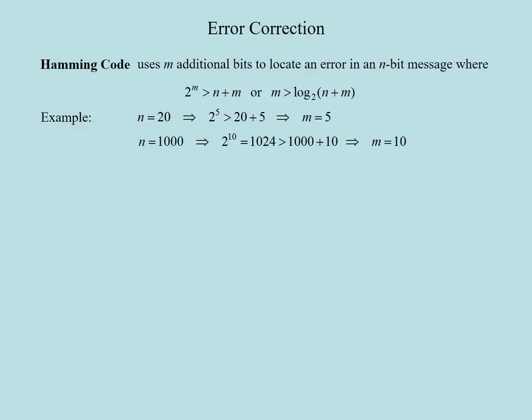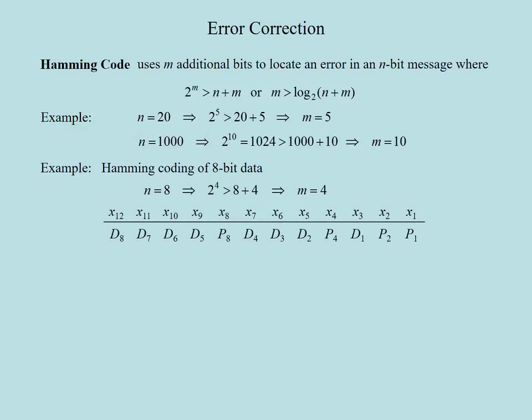Let me continue explaining Hamming code on an example of 8 data bits. That means we will use 4 parity bits to decode this message. The key point in Hamming coding is the ordering of the data and parity bits. Here we denote the data bits with capital D and the parity bits with capital P.